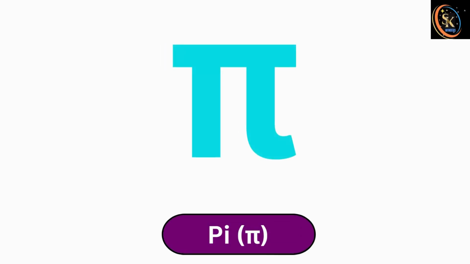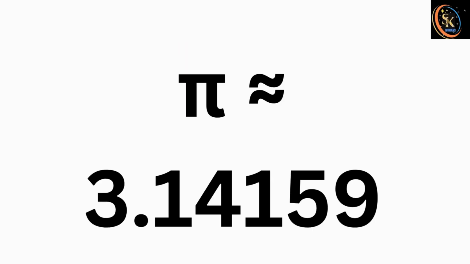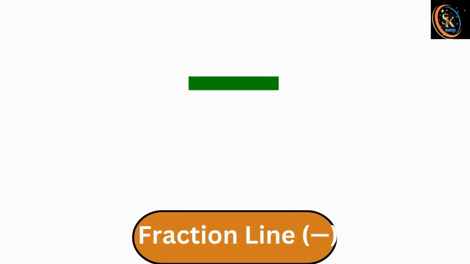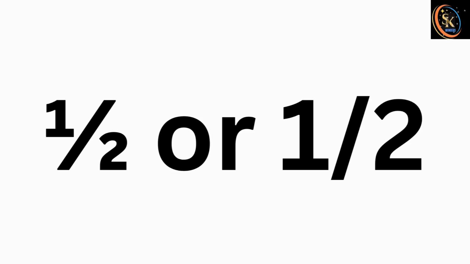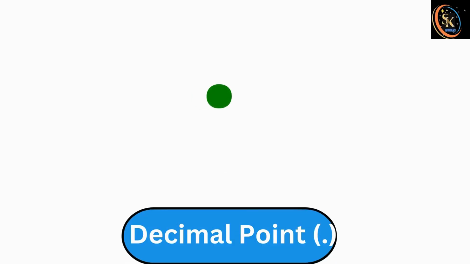Pi. Approximately 3.14159. Fraction line. 1/2 or 1/2. Decimal point. 5.25.